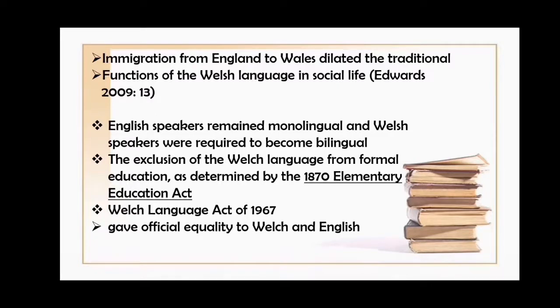So in the 1870 Elementary Education Act, the exclusion of the Welsh language from formal education was determined. It was an additional factor in the decline of Welsh. So as English became increasingly used in governance, law, and education, the domains in which Welsh language was used shrank, and it was seen as a cultural artifact. And then in the Act of 1967, the Welsh language was given official equality with English.